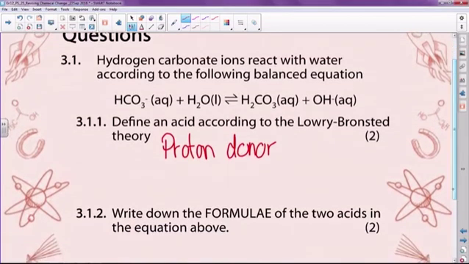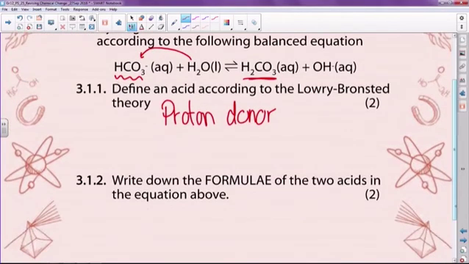Write down the formula of the two acids in the equation above. So you go, which of these can donate protons? Well, HCO3 minus is not going to, because watch what happens. The water is actually giving its proton, its hydrogen, to the HCO3 minus to create the carbonic acid, which then actually gives us away as to what those two are. So that means that the two acids are H2O, and the carbonic acid, that's nice and easy.